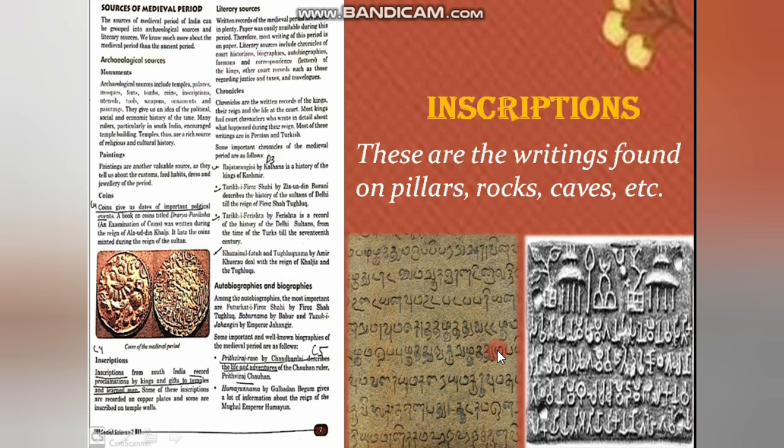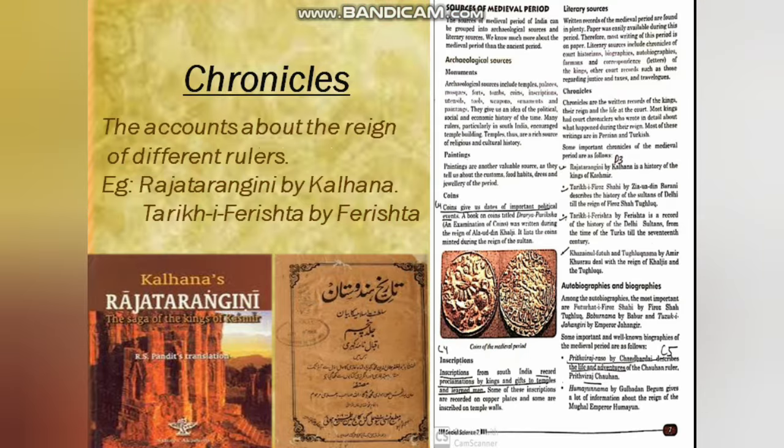Now we can study about the literary sources. Because of the availability of paper, written records of the medieval period are found in plenty. The important literary sources consist chronicles of court historians, biographies, autobiographies, travelogues, etc. Do you know what is the chronicle? Chronicles are the written records of historical events arranged in chronological order as in a timeline.